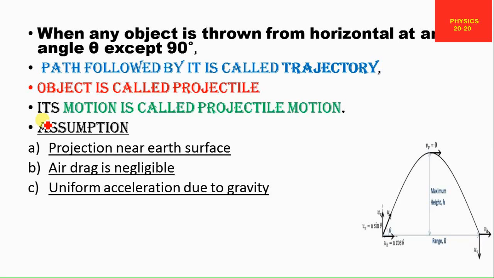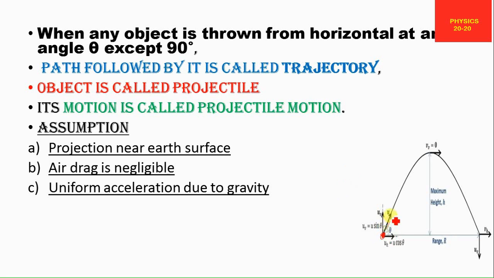A motion is said to be projectile motion if something is projected at an angle, except 90 degrees, into the atmosphere. The path followed by the object is called the trajectory, and the object itself is called the projectile, and the motion is said to be projectile motion.